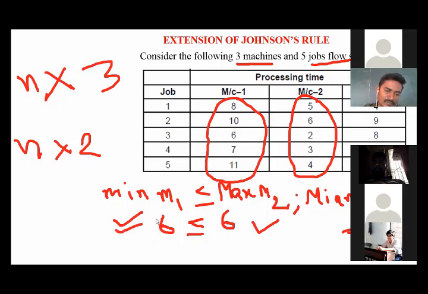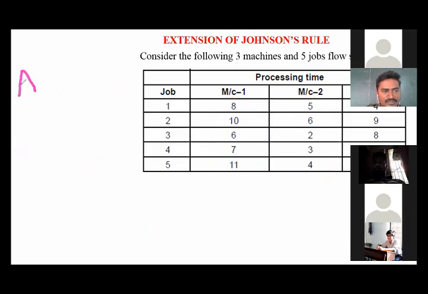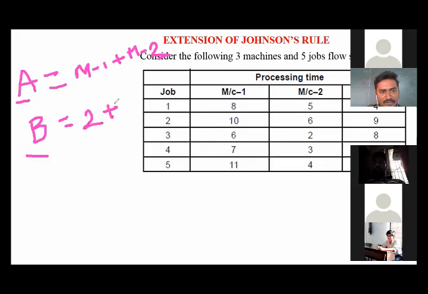Here we are going to convert this n jobs three missions into n jobs two missions by assuming the new missions, that is A and B. First, coming to mission A, we add mission 1 value and mission 2 value, and similarly for mission B, we add mission 2 value and mission 3 value.